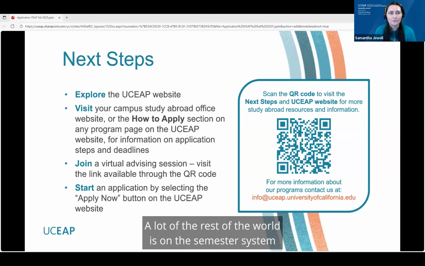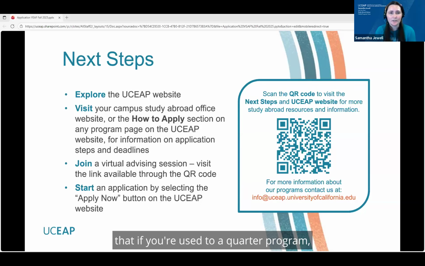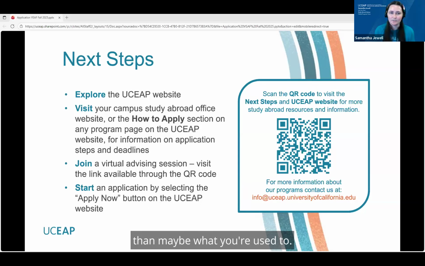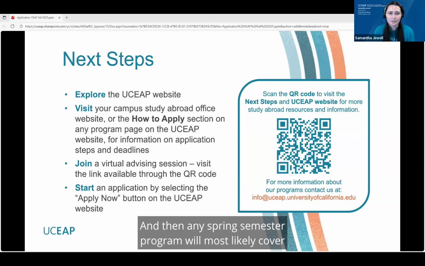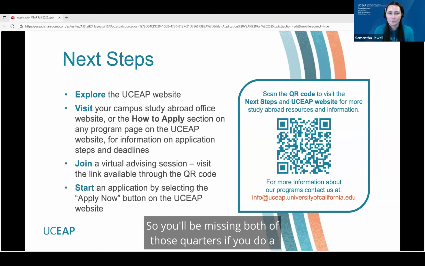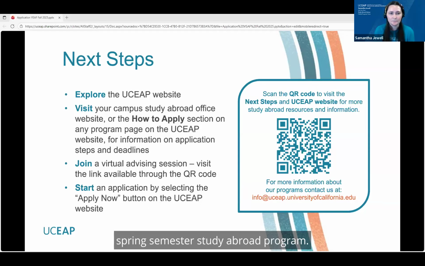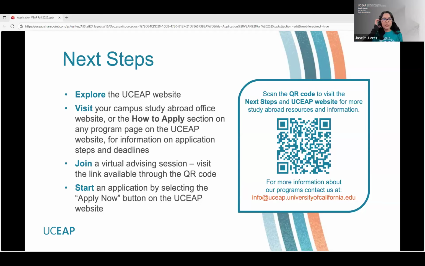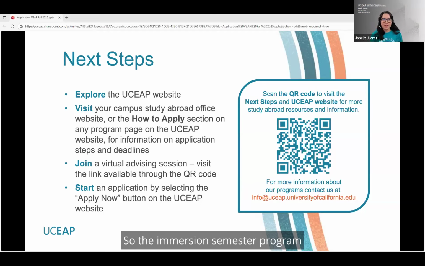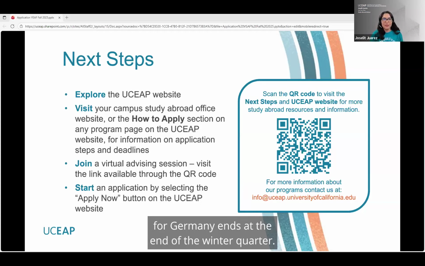A lot of the rest of the world is on the semester system, and the UC is unique as we're on the quarter system. So a lot of programs are on a semester, which means that if you're used to a quarter program, the fall semester will be a bit longer than what you're used to. And any spring semester program will most likely cover both winter quarter and spring quarter. So you'll be missing both of those quarters if you do a spring semester study abroad program. Just a quick note, that doesn't apply to Germany. The immersion semester program for Germany ends at the end of the winter quarter.